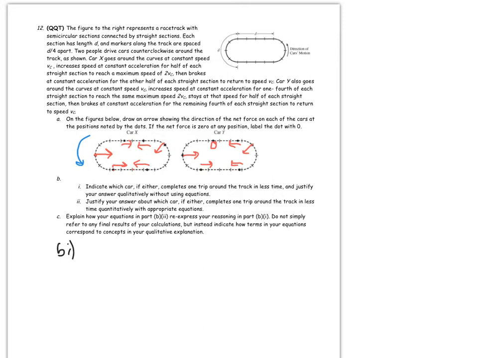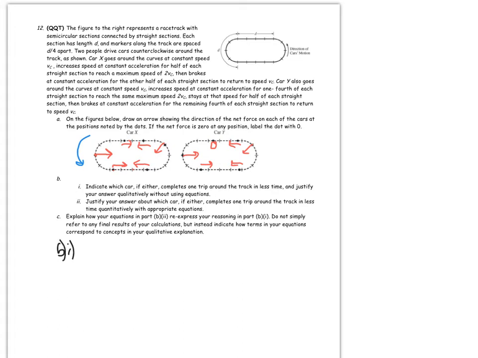Part B asks us to state which one completes one trip around the track in less time, and we want to go ahead and justify that without using equations. This one's actually a little bit of a throwback to some kinematics things, but that's good review anyway. So, which one completes the trip in less time?